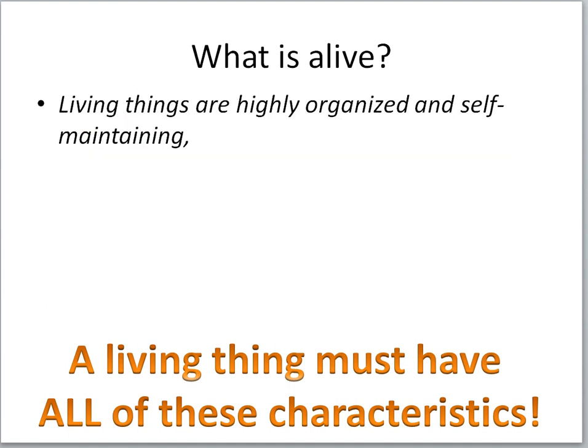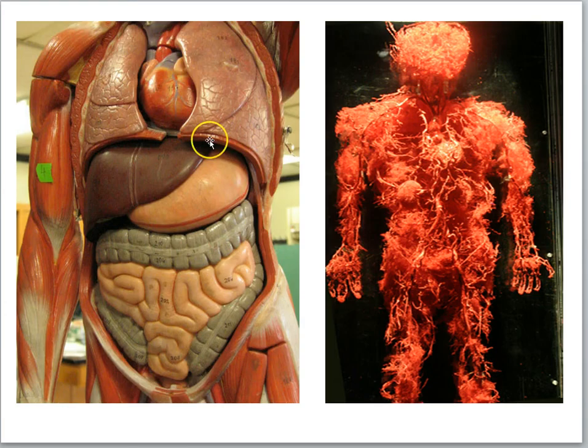First, living things are highly organized and self-maintaining. For example, the human body has lots of organs connected in complicated ways. On the right here we see a special preparation of a human body. The skin has been removed and the organs have been removed, and here we're seeing just the blood vessels. So we have a complicated network of blood vessels that feed the organs of the body. Clearly, living things are highly organized.